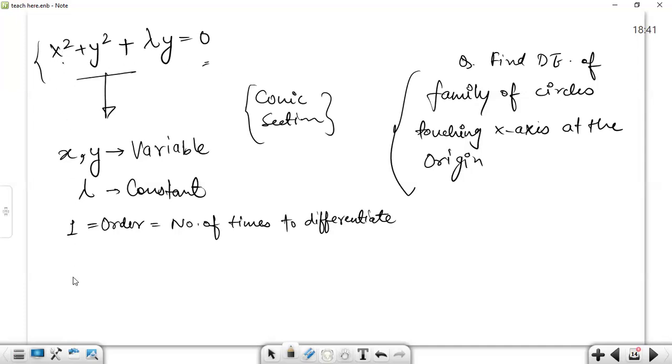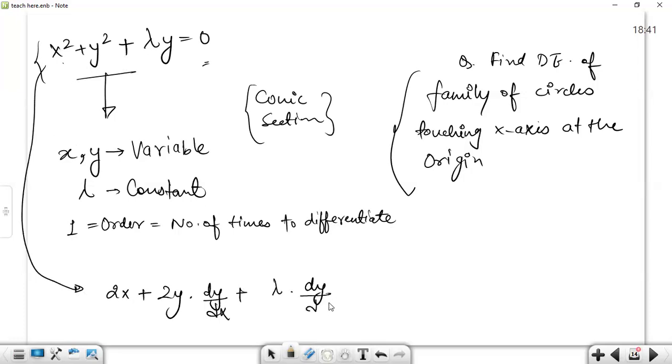The differentiation of x square becomes 2x. The differentiation of y square is 2y multiplied by dy by dx using the chain rule. Lambda into dy by dx, because lambda is a constant. Differentiation of 0 is 0. Now that we have a differential equation, we'll have to eliminate this constant. We'll do so by substituting lambda's value from the given equation.